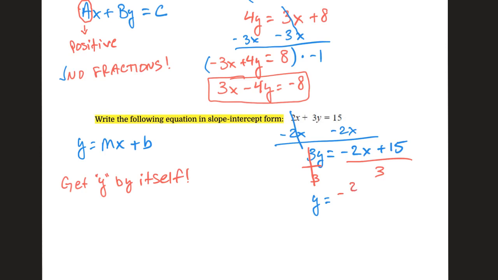So negative 2/3 x. Let me make this blue just for clarity. Negative 2/3 x. And then I also have 15 divided by 3. 15 divided by 3 is positive 5. So then I have positive 5 over here. My goal was, did I get y by itself? Absolutely. And there we go. That's it. y equals negative 2/3 x plus 5.